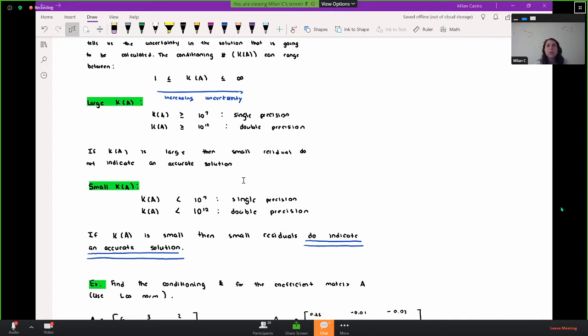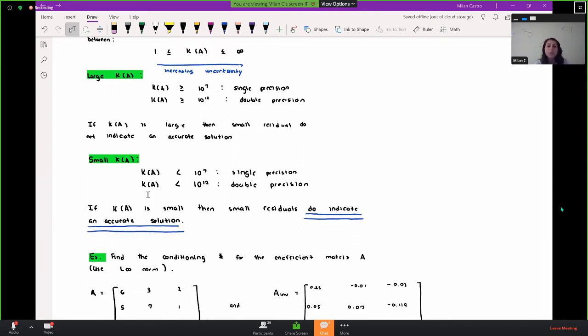Just remember, when we're doing all our problems, we're checking that the residuals are getting smaller and smaller with each iteration, right? But when our Ka value is very large, we can't do that because it's not necessarily going to guarantee that we have an accurate solution.